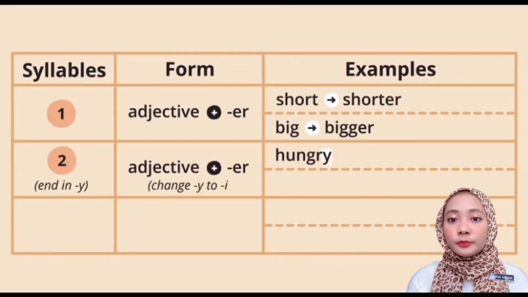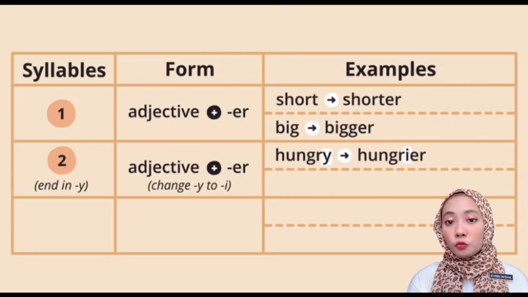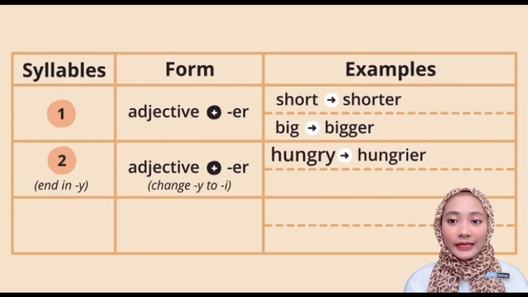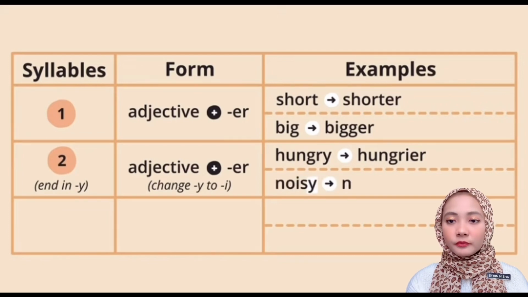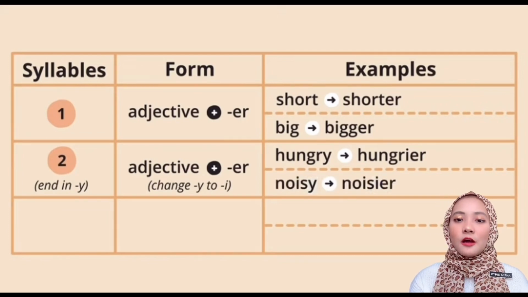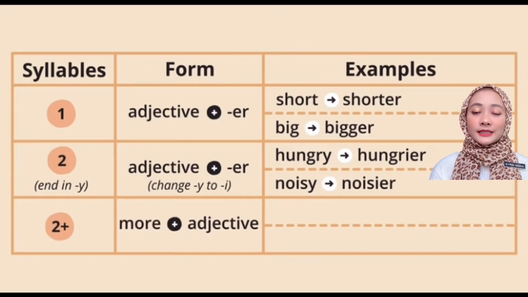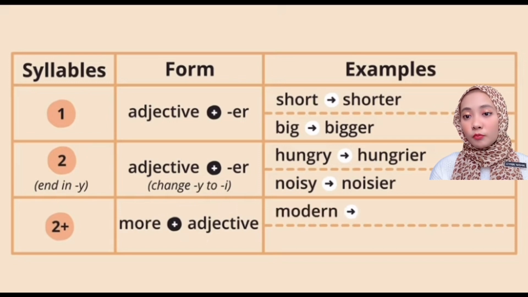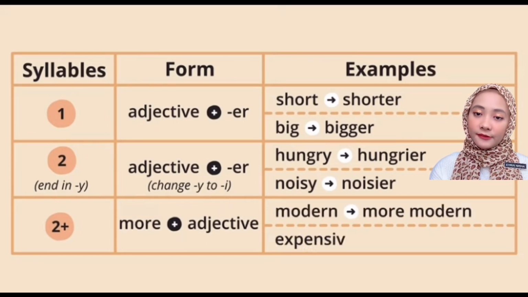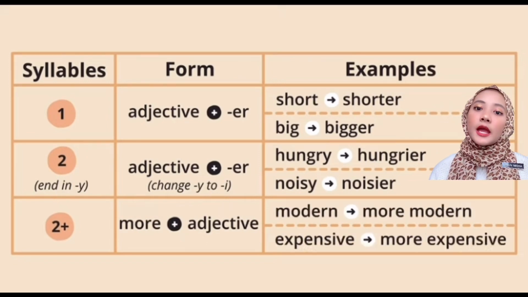For two syllable adjectives that end in y, we change y to i and add -er. For example, hungry becomes hungrier and noisy becomes noisier. For two syllables or more, we use the word more before the adjective. For example, modern becomes more modern and expensive becomes more expensive.